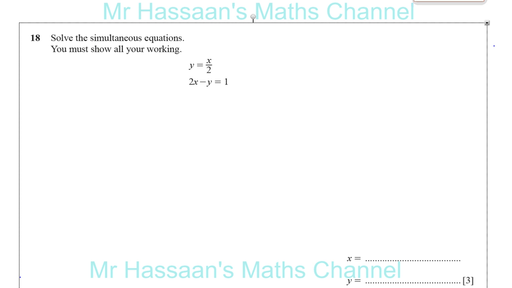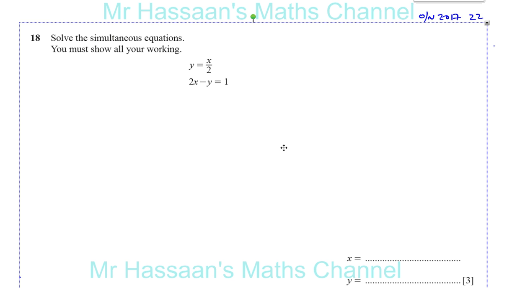Okay, question number 18. This is also from winter. This is October, November 2017, paper 2, variant 2, question number 18. Solve the simultaneous equations y equals x over 2, 2x minus y equals 1.